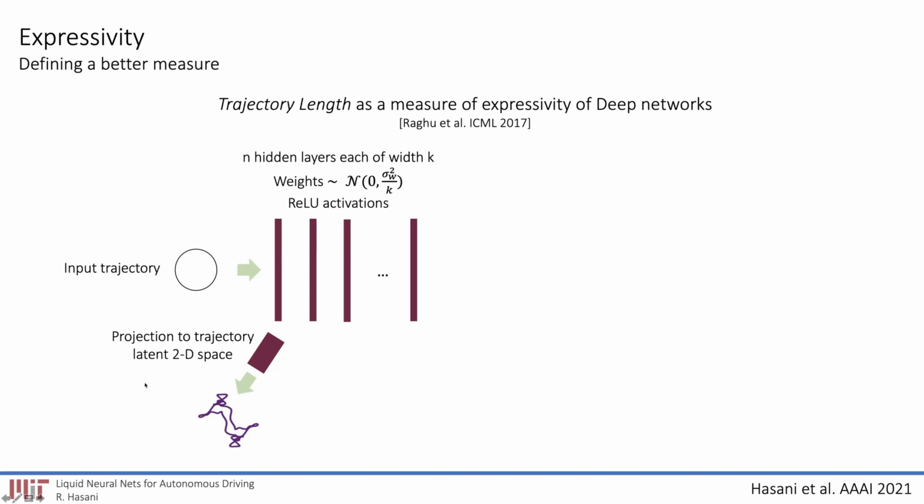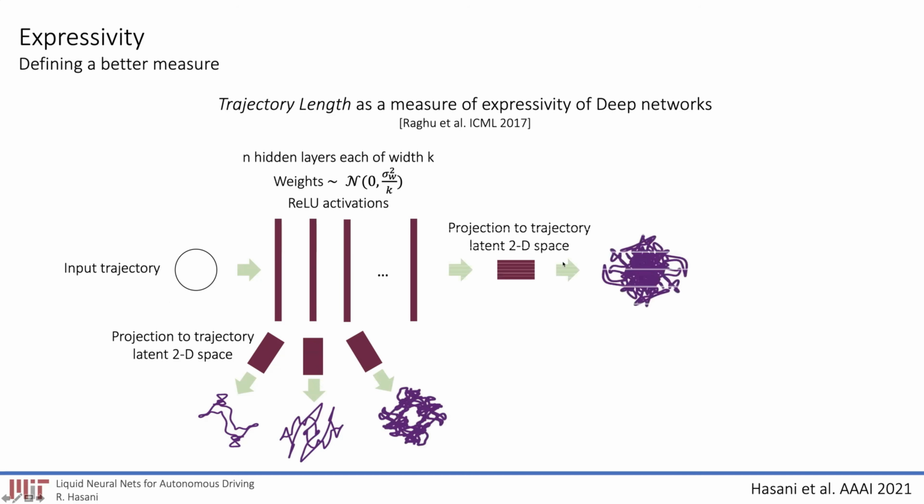Okay, and it was shown in a very theoretically rich paper that the complexity, the projection of the complexity of the hidden state into a 2D space, increases exponentially as you're making the neural network deeper and deeper. And this can be measured by the arc length quantity.